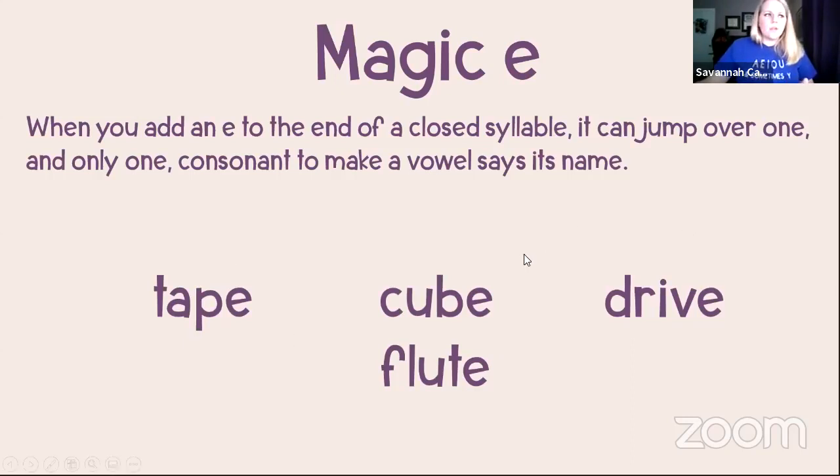Okay, so Jamie, can you explain a little bit more what you mean? So if I have the word tap and I add an E to the end, it can jump over one and only one letter to make a vowel say its name. So tap would become tape.